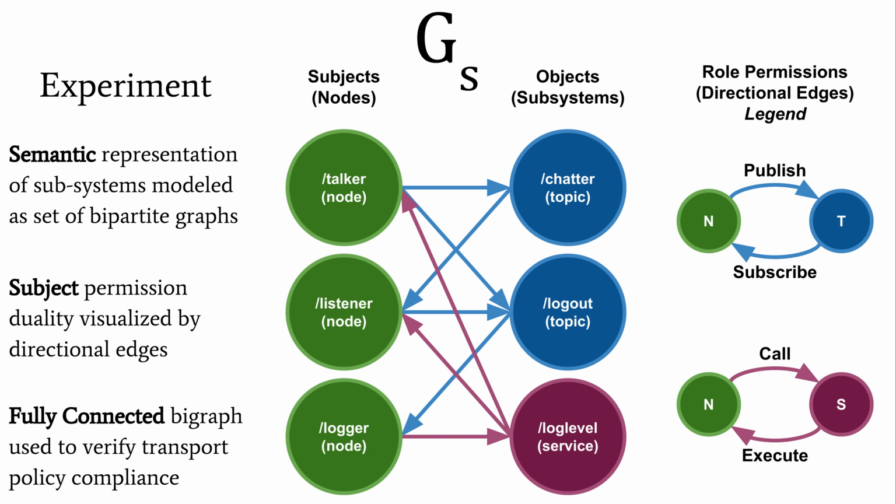For transport security verification, a subject-object bigraph, GS, is formulated from a deployment scenario, as shown here with a simple talker-listener example. Directional edges depict the respective allocated permissions, such as publish, subscribe, etc. We then extrapolate and deploy a fully connected bigraph, GTP, using the transport artifacts derived only from GS to provide an exhaustive test coverage scenario for each subject and object governed.